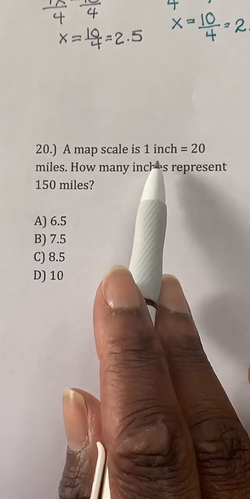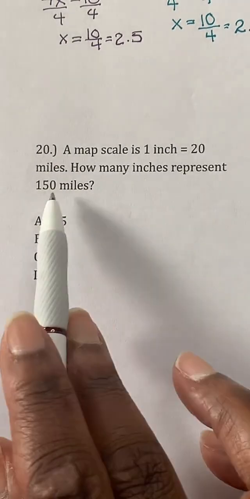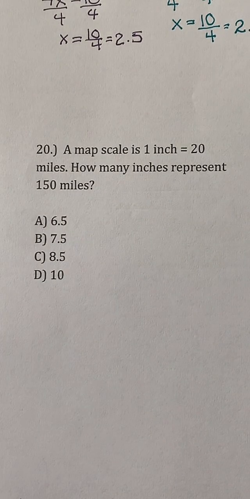All right, a map scale of 1 inch is equal to 20 miles. How many inches represent 150 miles? Is it A, 6 and 5/10, B, 7 and 5/10, C, 8 and 5/10, or D, 10?